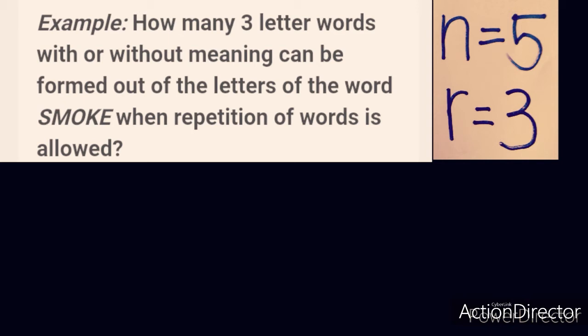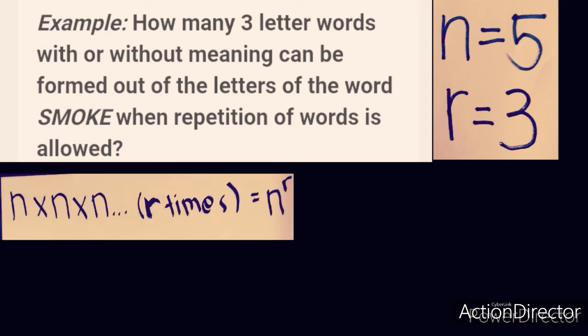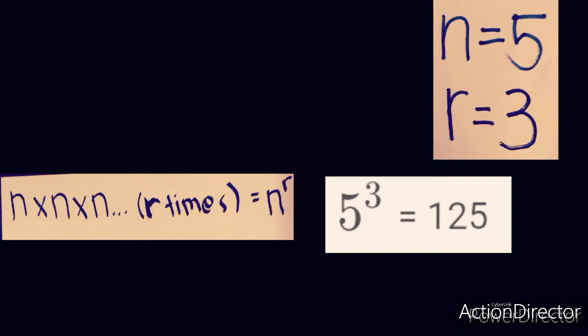So when repetition is allowed, then the permutation will be equal to n times n times n, until r times, or equal to n to the exponent of r. Substitute the given to the formula, it will be 5 cubed. So 5 cubed is equal to 125. Therefore, there are 125 three-letter words with or without meaning that can be formed out of the word SMOKE when repetition of letters is allowed.